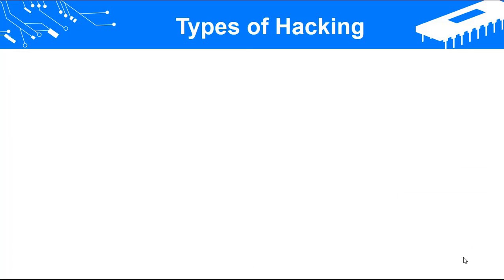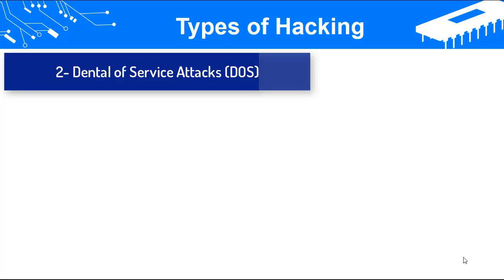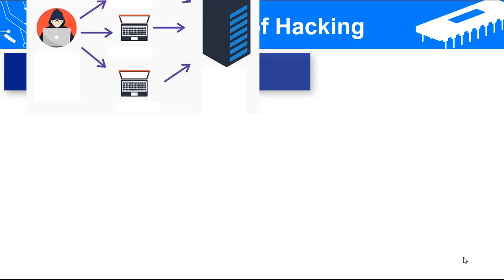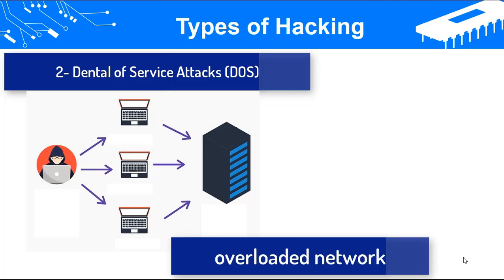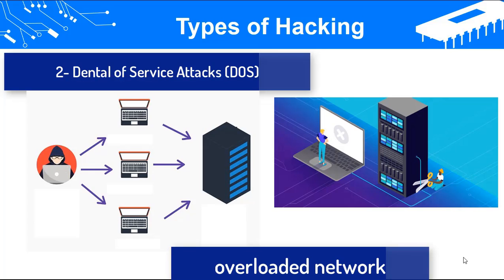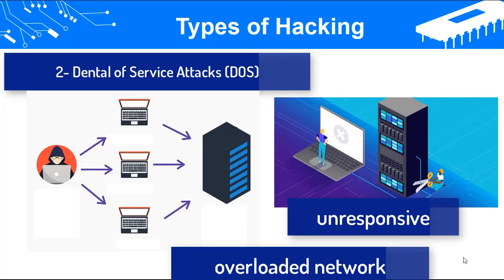The second type is denial of service attacks, known as DOS, which are an attempt to prevent legitimate users from accessing a website. One of the methods used is to flood the company's network with useless traffic. The network will soon become overloaded and can crash or appear to be unresponsive.